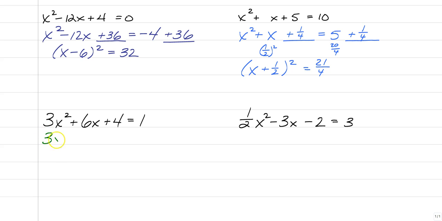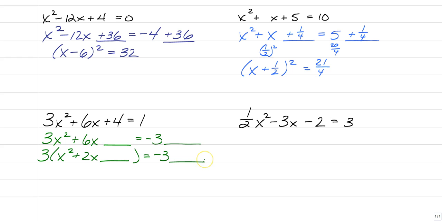So the first thing we're going to have is that 3x squared plus 6x, and then we leave our space, is equal to a negative 3, leave a little bit of space. Just like earlier, you cannot complete the square with this, so we must factor out that 3. So now we have x squared plus 2x, leave our space, is equal to a negative 3 with our space. So half of 2 is 1. 1 squared is 1, so we're just going to add 1.